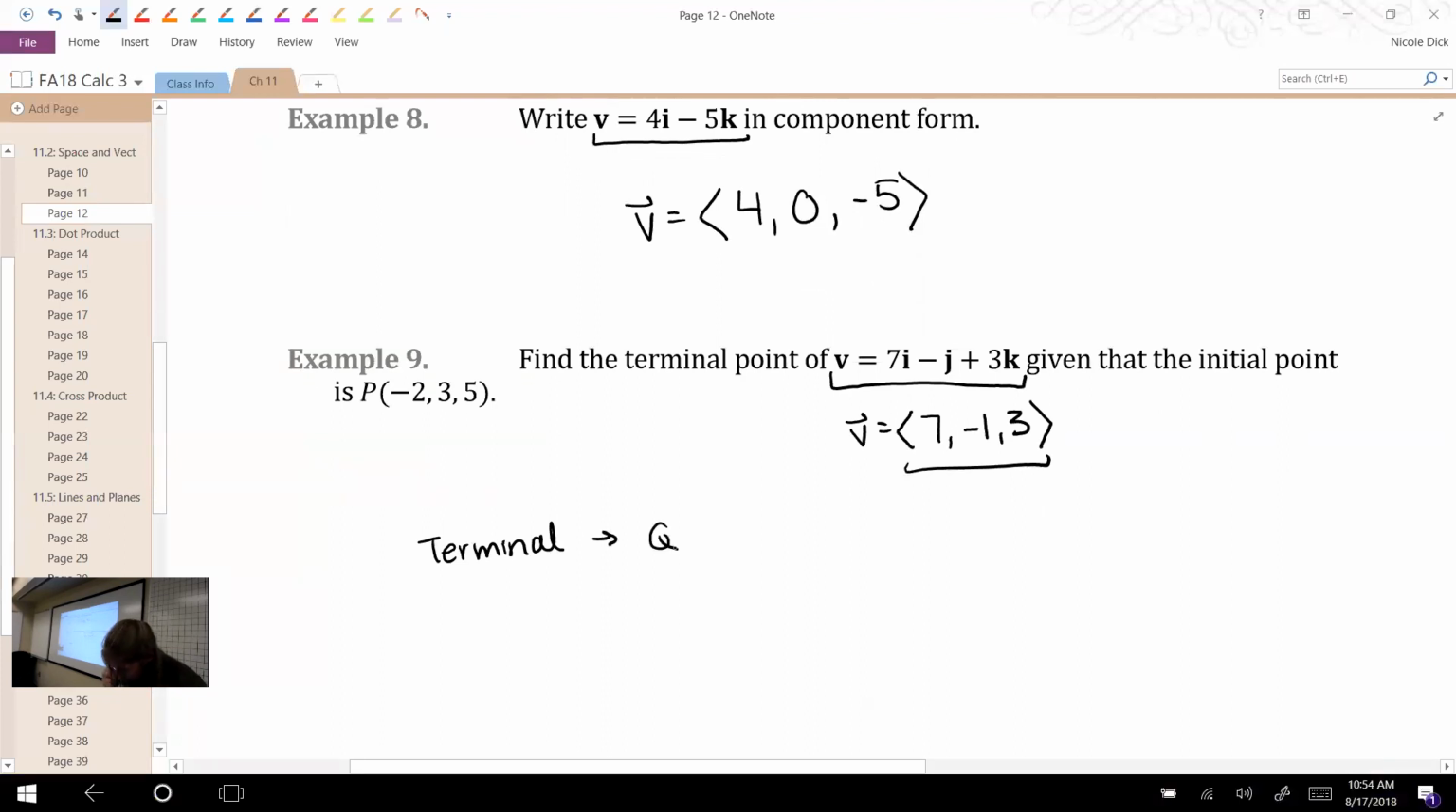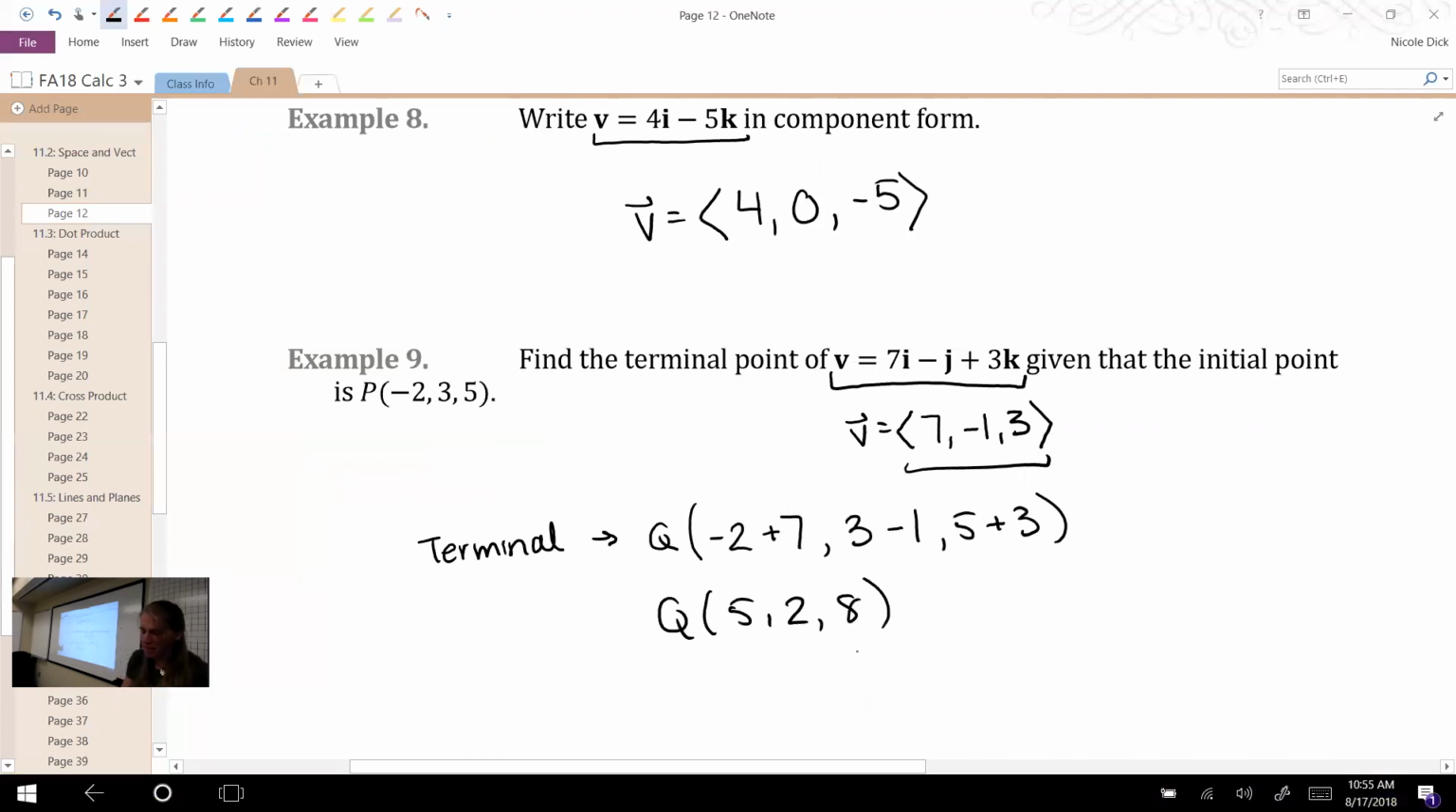we'll call it Q since the book often does. We know that we're going from that point -2, and then we're adding 7 units. We're going positive 7 units in the x direction. From that point 3, we're going to go 1 unit backwards in the y direction, and then positive 3 in the z direction. So 5, 2, 8.